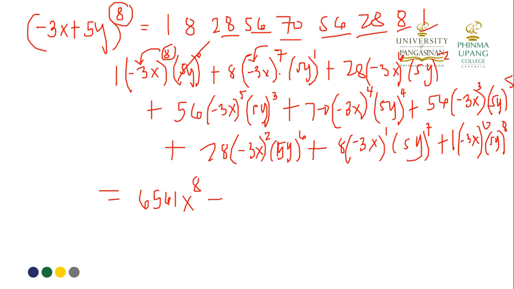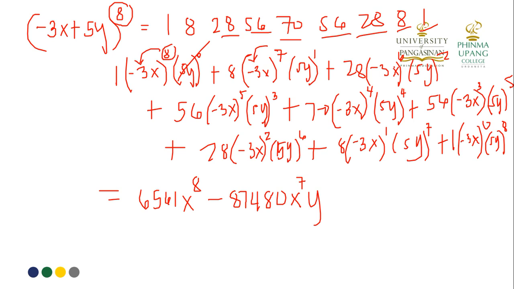Now, can you give me the second term? What is negative 3 raised to 7? 2187, times 5, so 10,935, then x raised to 7. Tignan nyo, ano yung y natin ngayon? Y lang. One. Okay, next.